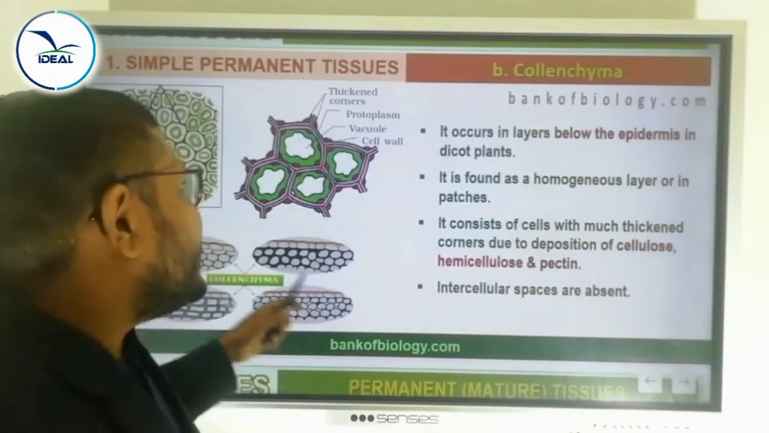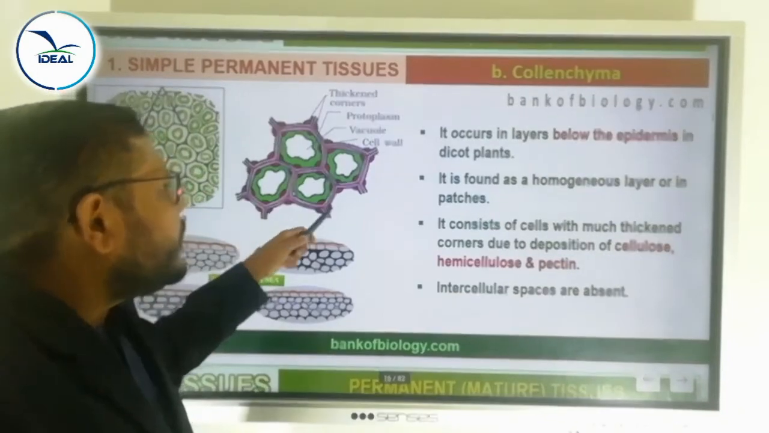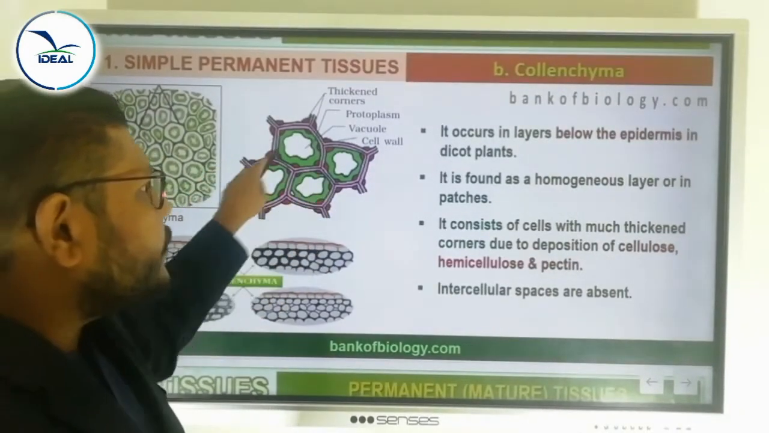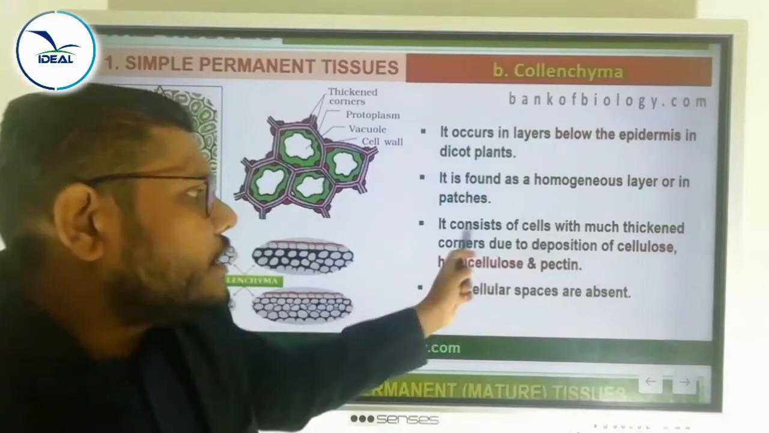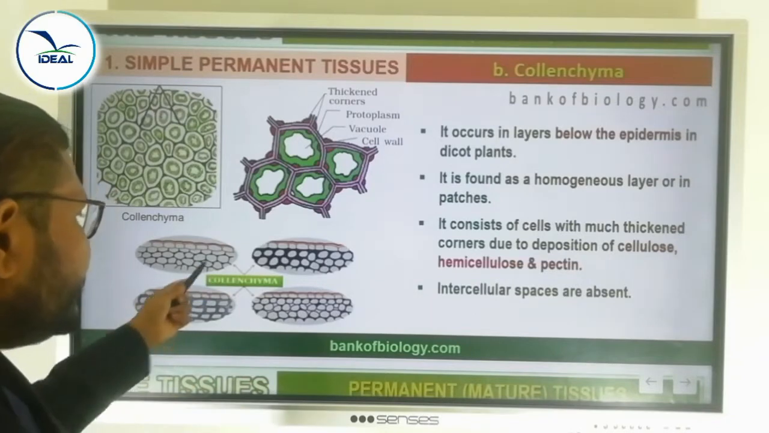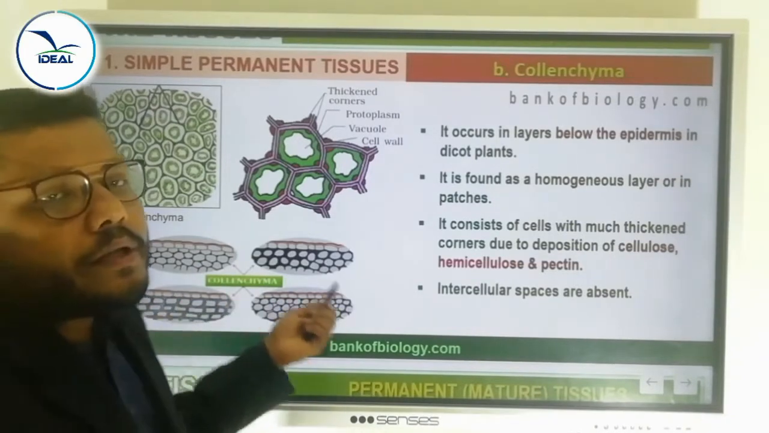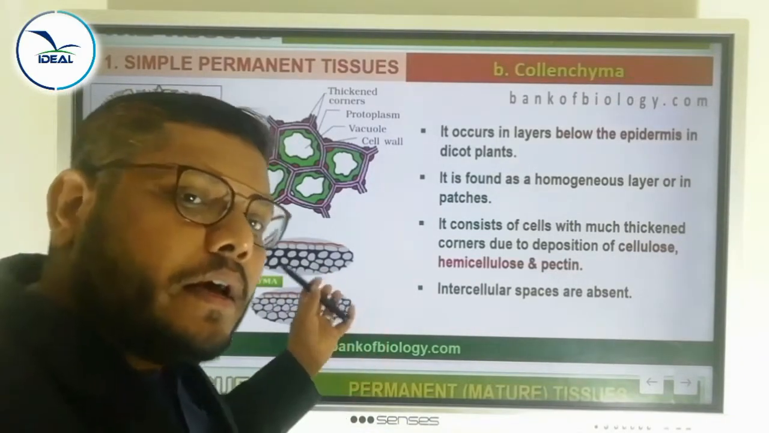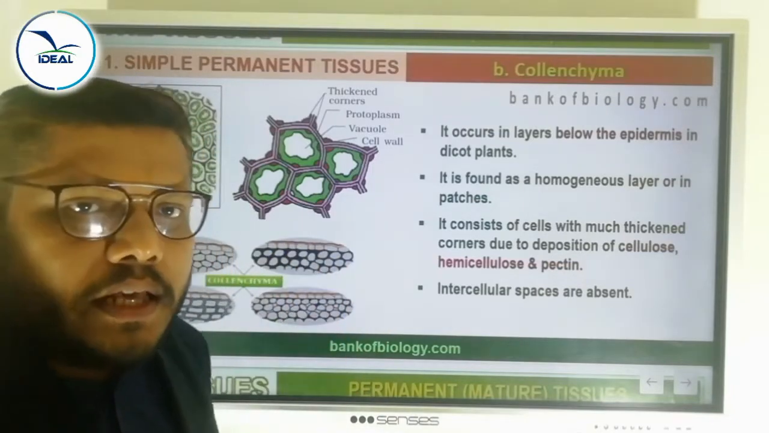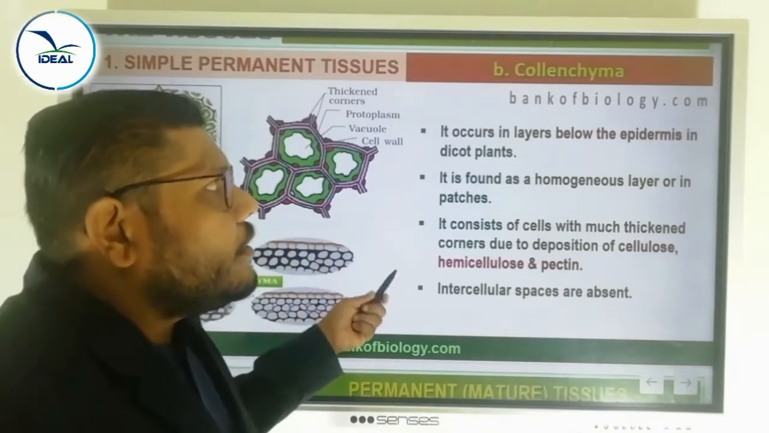Intercellular spaces are absent. Look, this is one of the collenchyma cells. Look, all the corner sides are thickened due to the deposition of what? Cellulose, hemicellulose and pectin. So these are the different types of collenchyma. Here also the collenchyma cells appear round, spherical or polygonal in shape. Is it clear? This is called a collenchyma cell.